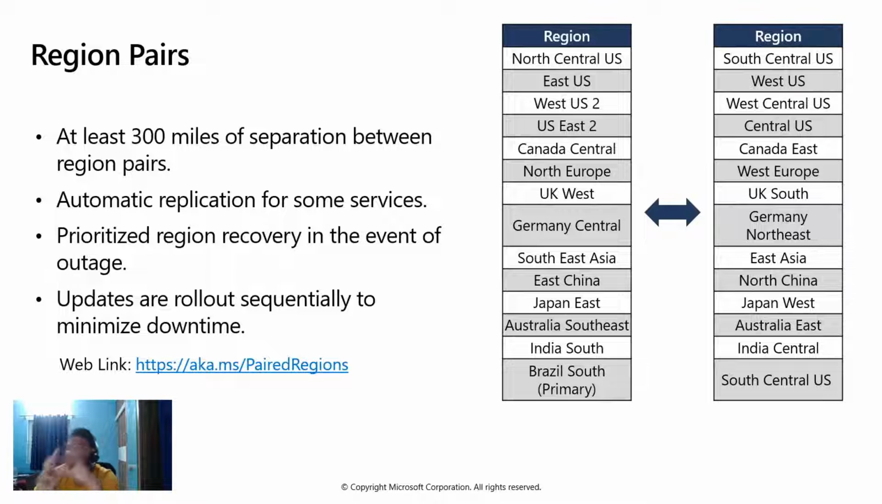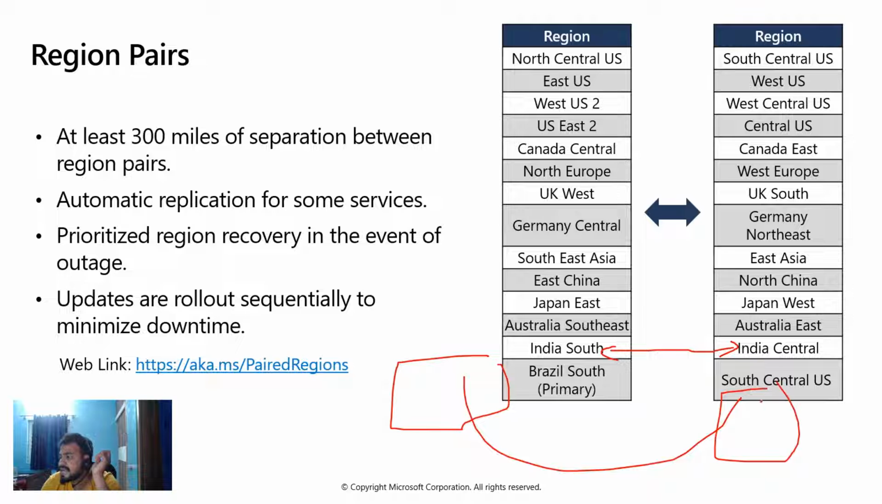So similarly, there are region pairs. One region has an alternate pair for the other, like South India is paired with India Central, right? As I told you, whatever data centers are in India are replicated into India Central, and this is only for about 300 miles of separation. So it's not like the South Indian region can be paired with something in North America or North China. No, that's not the case. Just within 300 miles.